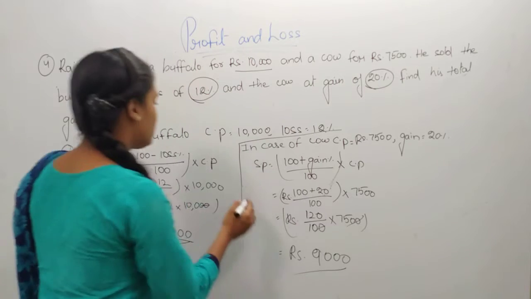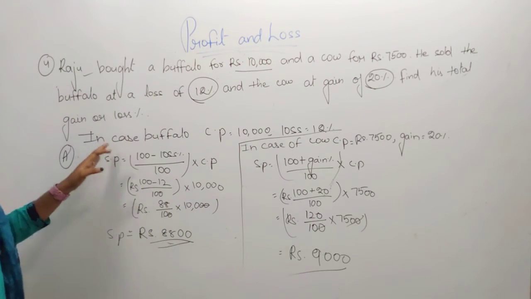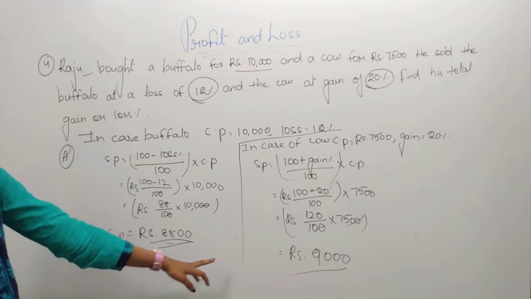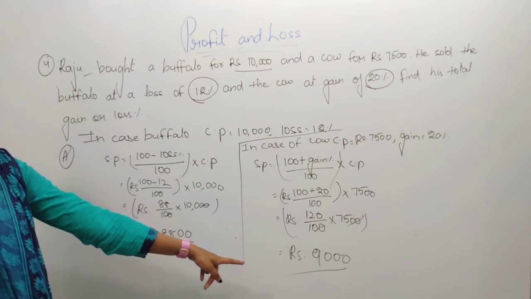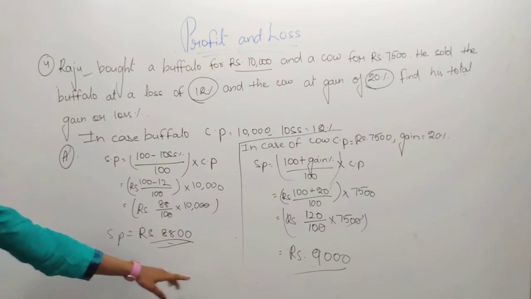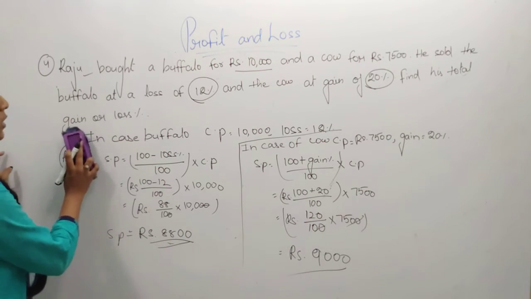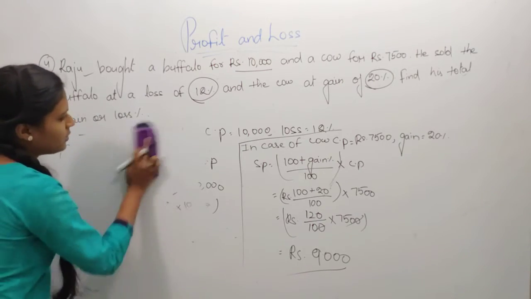We found all the selling prices. Here in the buffalo, what is the selling price we got? 8,800. In case of the cow, what answer did we get? Rupees 9,000. Now what do we have to find out? Total CP and total SP. Keep in your mind, the SP of both the cow and the buffalo. Now we have to find out total CP and total SP.